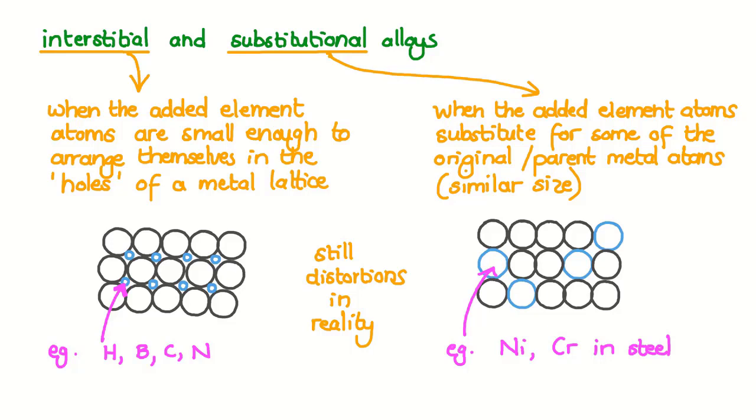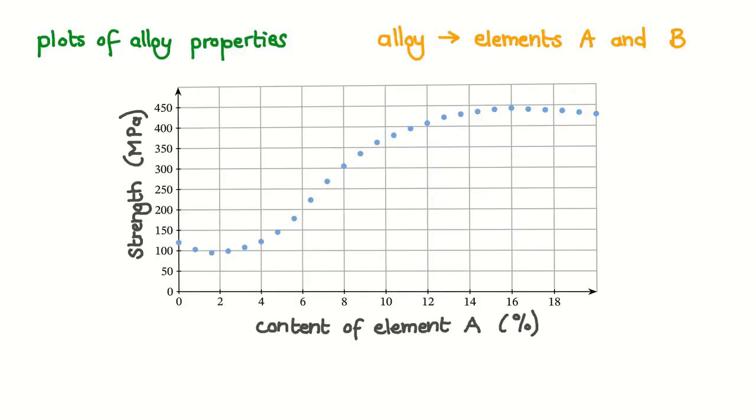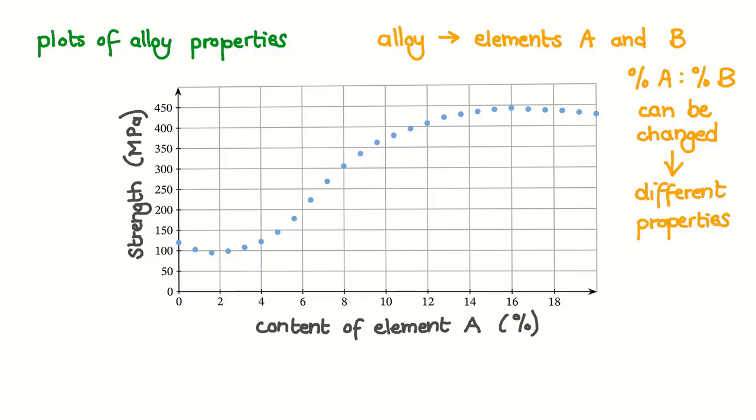We mentioned that the properties of an alloy depend on the relative proportions of the components. We can plot this kind of information on a graph. Let's imagine an alloy consisting of elements A and B. The relative percentage of A as to the percentage of B can be changed, and this will result in different properties for the alloy. This particular hypothetical graph shows how the content or percentage of element A in the alloy influences the strength of the alloy, and the strength is measured in megapascals.